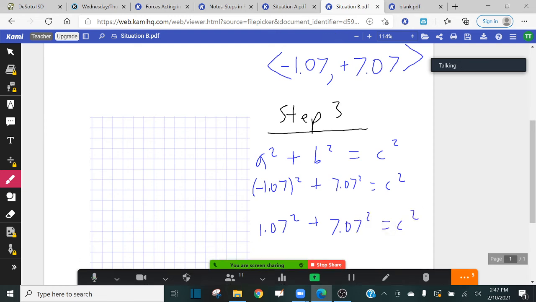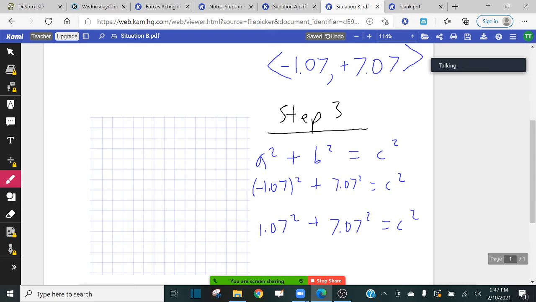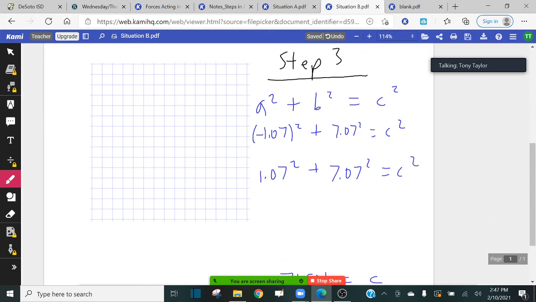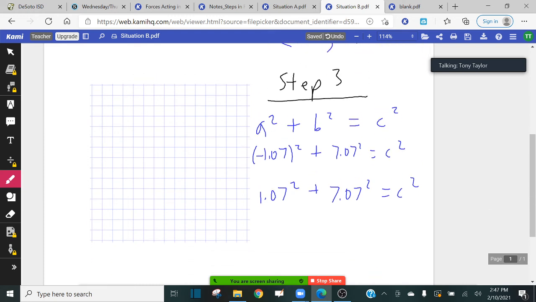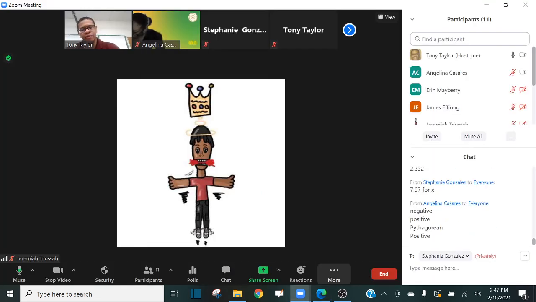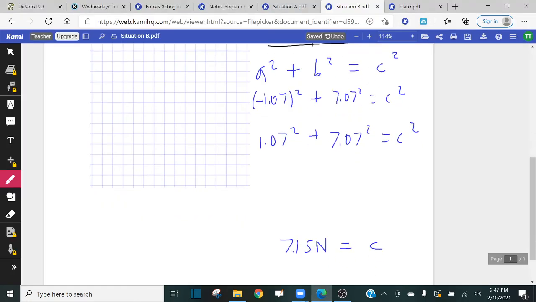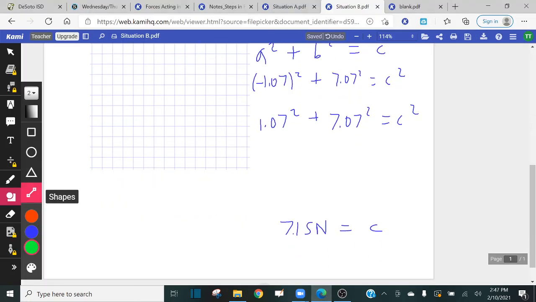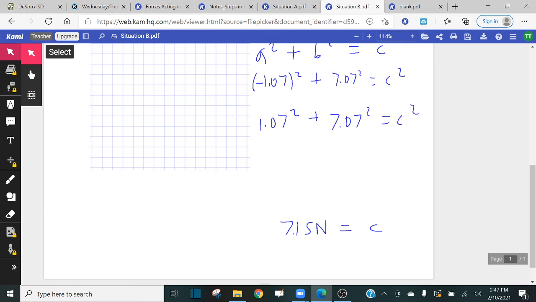Yes, Angelina. So guys, whenever I solve this equation for C, what do I get? What did y'all get when y'all solved that equation for C? I got 5.75.